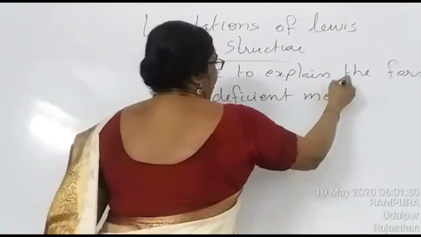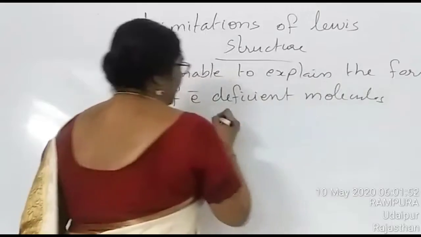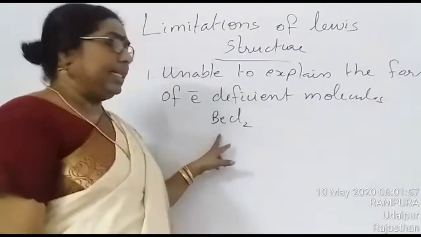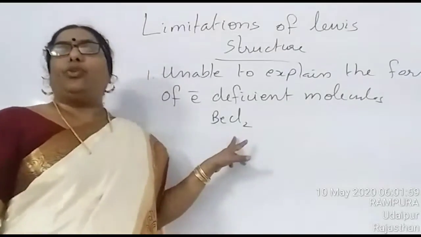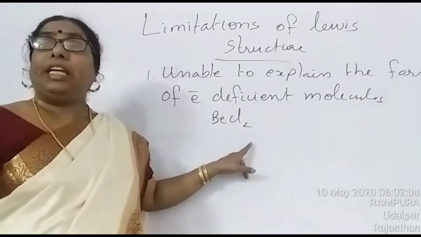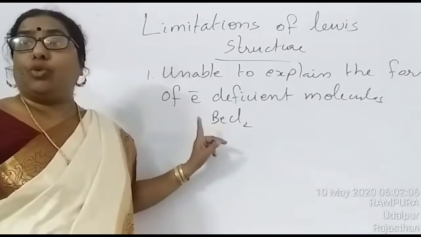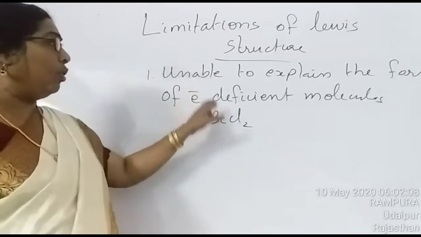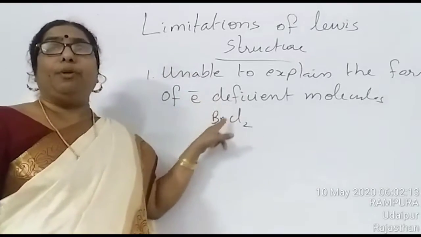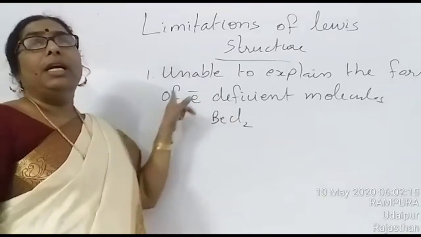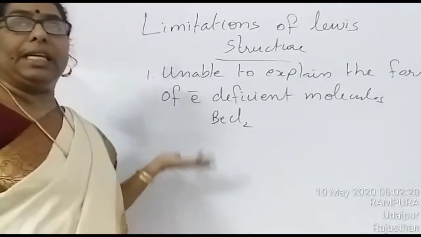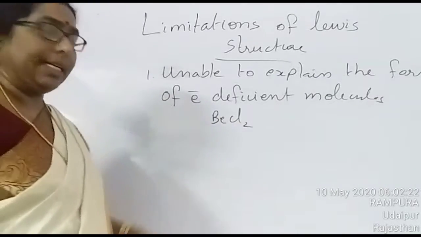For example, consider BeCl2. Beryllium, you know that since it belongs to the second group, has only 2 electrons, and at maximum it will be sharing 1 electron from each chlorine atom. That means it is not stable, or it is not attaining an octet according to the Lewis structure. So the Lewis structure was unable to explain the formation of electron deficient compounds like BeCl2, BF3, AlCl3, etc.